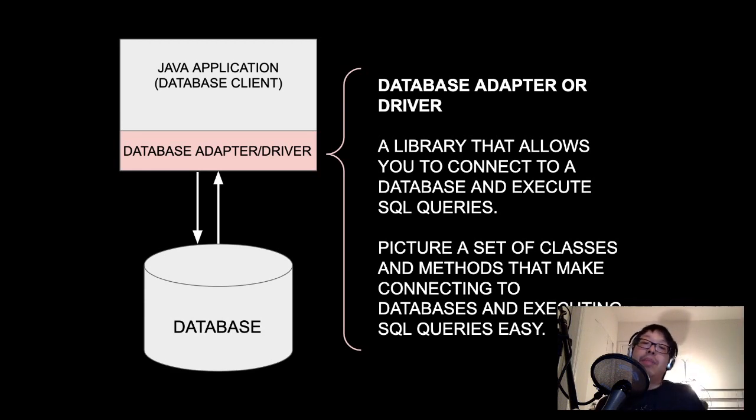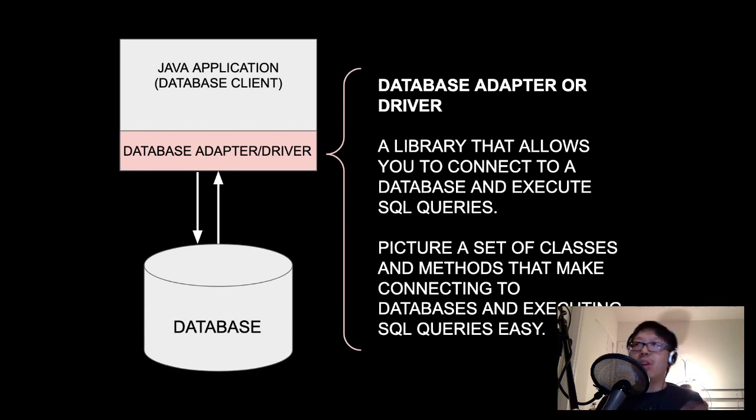Java has a bunch of these database adapters and drivers called JDBC drivers. Java Database Connectivity drivers is what they're called. Ruby on Rails has its own adapters, and they're distributed as gems.